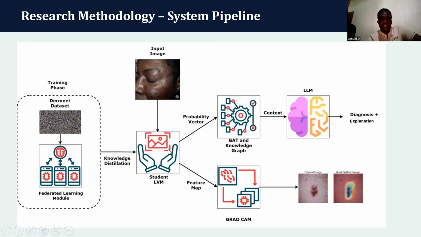So when the client inputs an image, we shall produce two things: one, a probability vector, and a feature heat map. The probability vector will be used by the GAT and the knowledge graph to generate context that will be used by the LLM to generate an explanation of what treatment recommendations can be used and which disease has been identified in this case. Then the feature heat map will tell the user which parts of the image the model used to come up with this conclusion, to come up with this vector. And basically that is what happens.